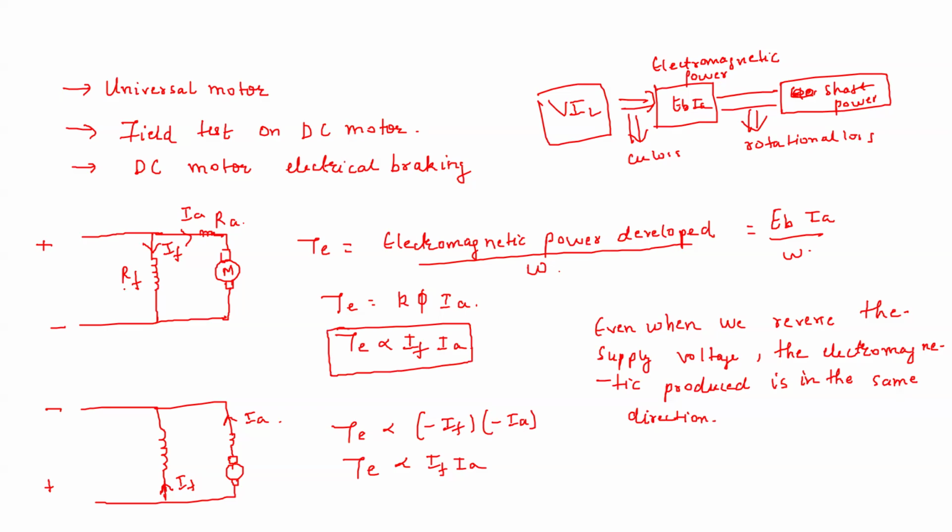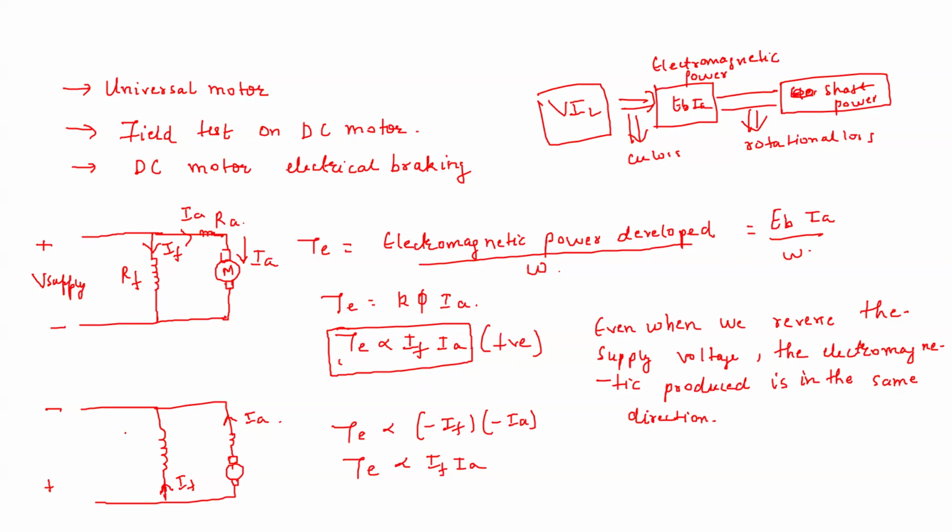Okay. So as I was saying, suppose I give a positive V supply like this. So what happens? The IF is in the downward direction and IA is like this. So you will see that the torque is IF and IA. Let us suppose the downward direction we are taking as positive direction, and this IA, this downward direction also I am taking as positive direction. So IF and IA both are positive. So torque is also positive.